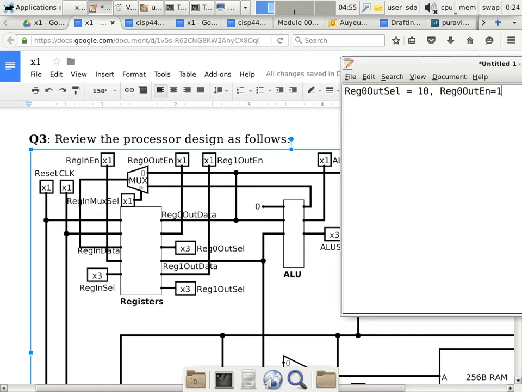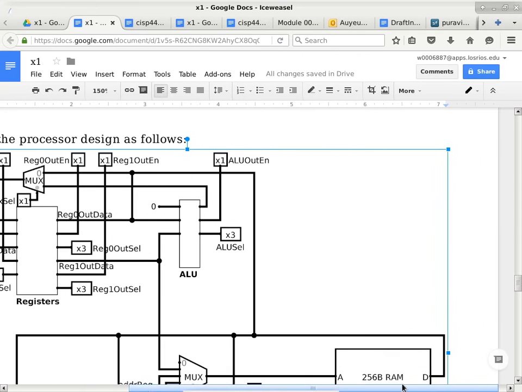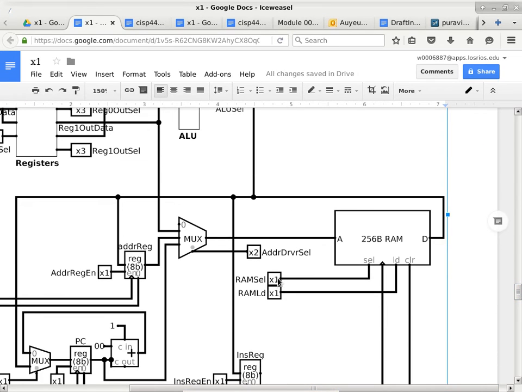You also have to set up the memory to do this. So with the memory, let's go back to the picture. With the memory, there are 2 bits that are important.